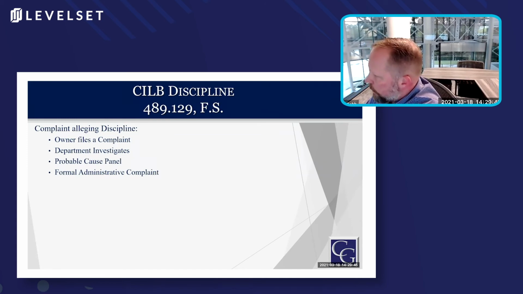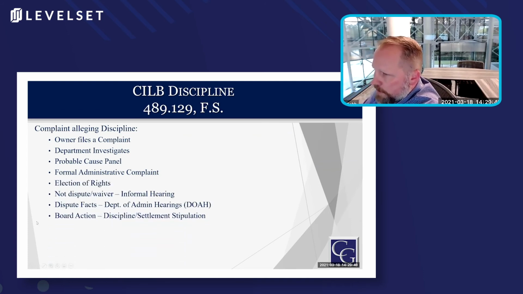If a probable cause panel determines that you have committed a violation, they will file a formal administrative complaint, and you will receive what is called an election of rights. And you have 3 options. You have the option to admit everything. You have the option to request an informal hearing in front of the board, which means I admit all of the facts, but I want to present to the board as to why I should have my penalty mitigated. Or you can dispute and deny the charges. My recommendation unofficially to everybody here is that you initially dispute the charges and file the petition for formal administration with the Department of Administrative Hearings.